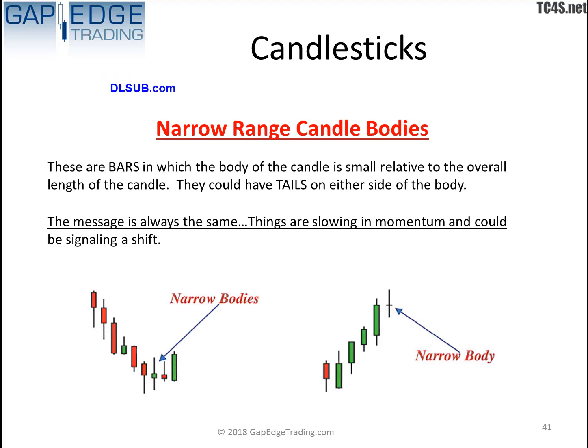So we want to pay attention, specifically in this advanced gap course, to the narrow range bar, the doji bar, the tight range bar. These are my favorite bars for entries, and they show you something's occurring. These are bars in which the body of the candle is small relative to the overall length of the candle. They could have tails on either side of the body. The message is always the same: things are slowing in momentum, and it could be signaling a shift.